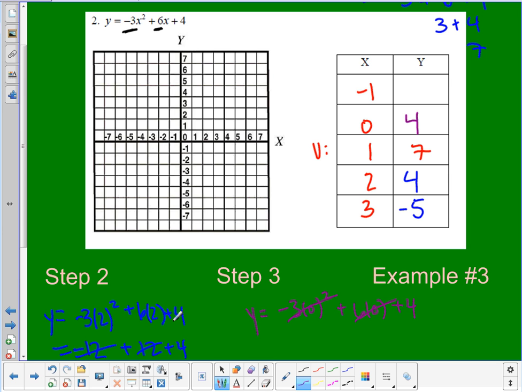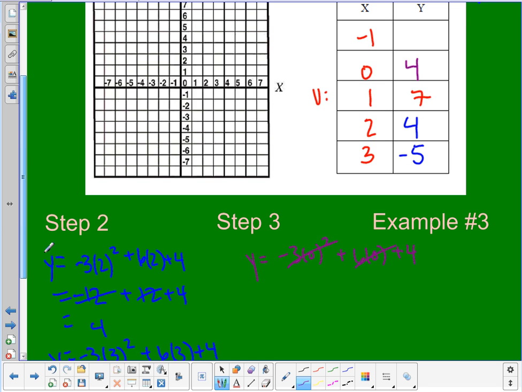And then the last one that I need to plug in is the negative 1. So that's y equals negative 3 times negative 1 squared plus 6 times negative 1 plus 4. Negative 1 squared is 1. 1 times negative 3 is negative 3. 6 times negative 1 is negative 6 plus 4. And I end up with y equaling negative 5 there. Right, negative 9 plus 4, which is negative 5.